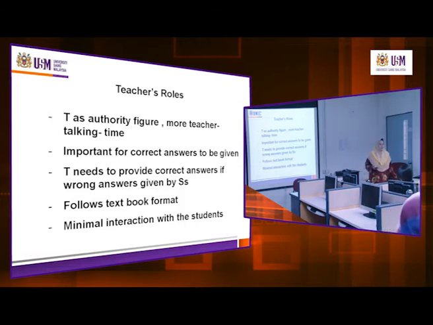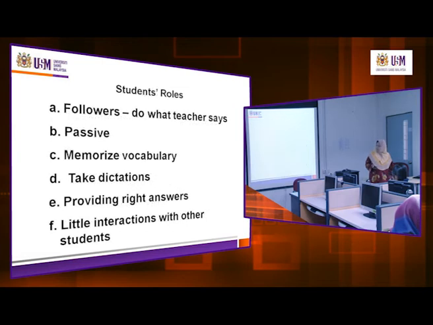Minimal interaction with the student, because the teacher is the controller in the class. So the teacher will take over the whole lesson. Teacher will talk, teacher will give notes, exercises, and provide correct answers. And there is not much talking done by the students themselves. Students' roles: followers, do what the teacher says. You cannot be creative. You have to follow what your teacher tells you.